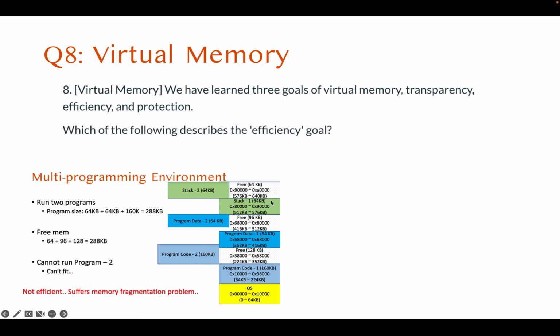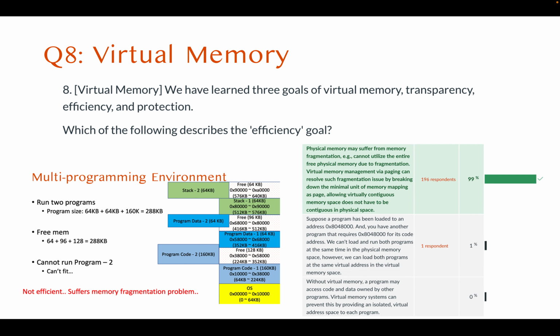If we move all of program one's occupied area, shifting everything down to make program one compact and contiguous, then we can load program two, but we cannot do that on the fly. So this is about the fragmentation problem. The correct description is that the physical memory may suffer from memory fragmentation, and the virtual memory can resolve that by managing all the memory at page granularity.